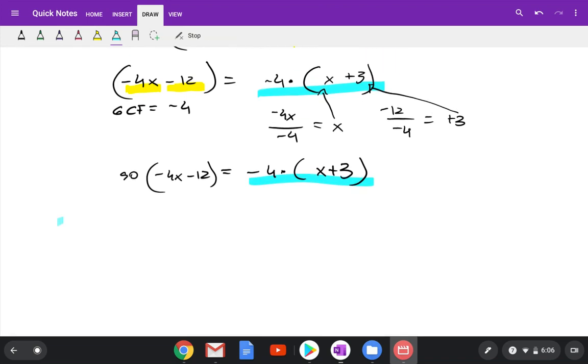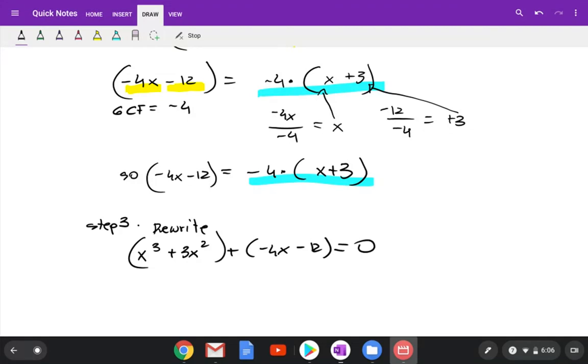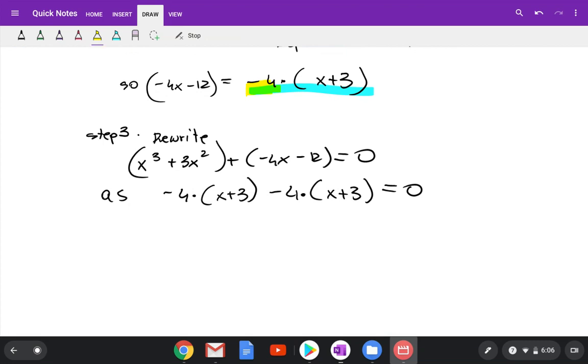Next, step 3. Rewrite x to the third power plus negative 4x equals 0 as negative 4 times x plus 3, that's why we factored that GCF, minus right here, because we have a minus, I'm not putting plus, minus 4 times x plus 3 equals 0. Okay, so now this is the equation which we're working with.